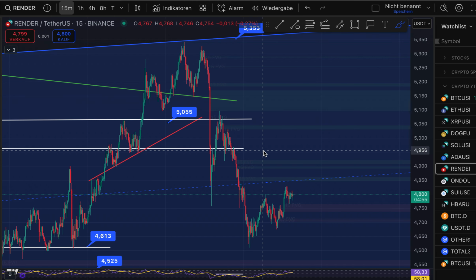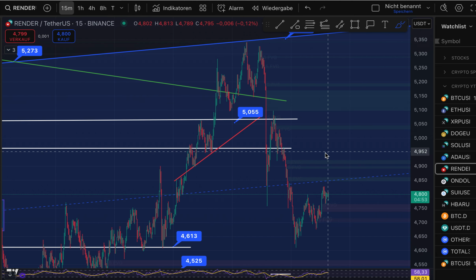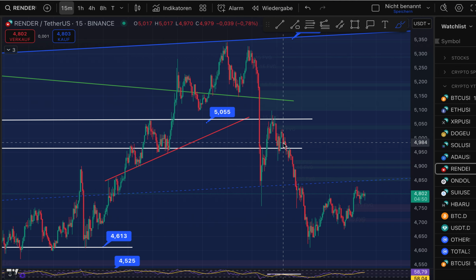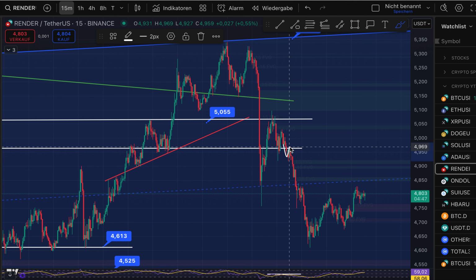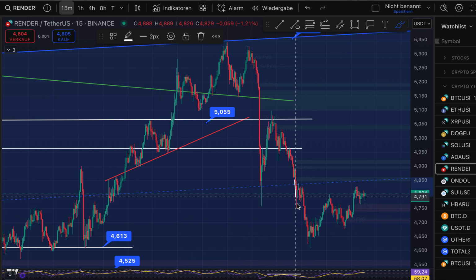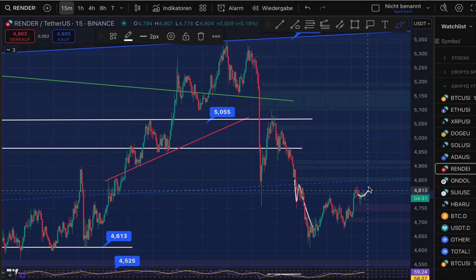So let's get to Render. What did we say about Render? We have said if we lose the support here at $4.96, which we did, where we also got the retest, then we should drop into the center line. But if we lose the center line and retest it, then we can drop even more. Here was the breakout of the center line, here was the retest, here was the follow through. Maybe we get here another push to the upside.